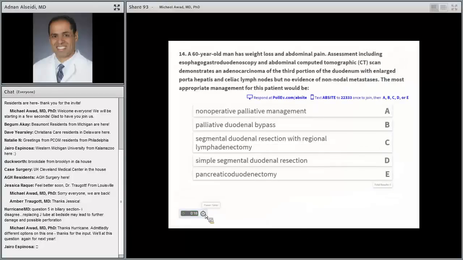Question 14: A 60-year-old man has weight loss and abdominal pain. Assessment includes an EGD and a CT scan demonstrating an adenocarcinoma of the third portion of the duodenum with enlarged portohepatis and celiac nodes, but no evidence of non-nodal metastasis. The most appropriate management of this patient would be A, non-operative palliative management, B, palliative duodenal bypass, C, segmental duodenal resection and regional lymphadenectomy, D, simple segmental duodenal resection, and E, pancreaticoduodenectomy.